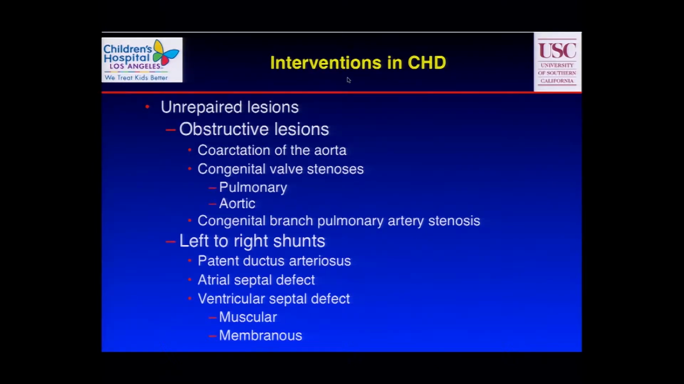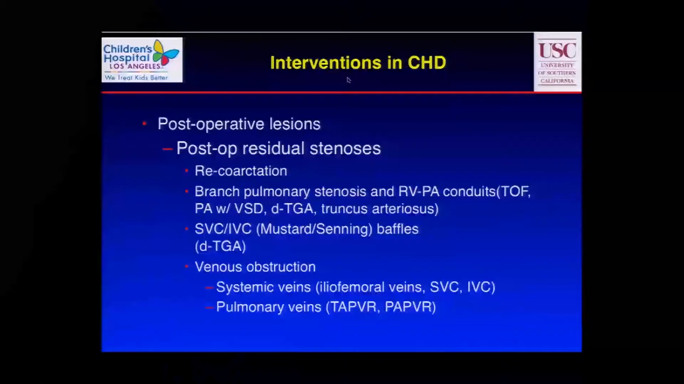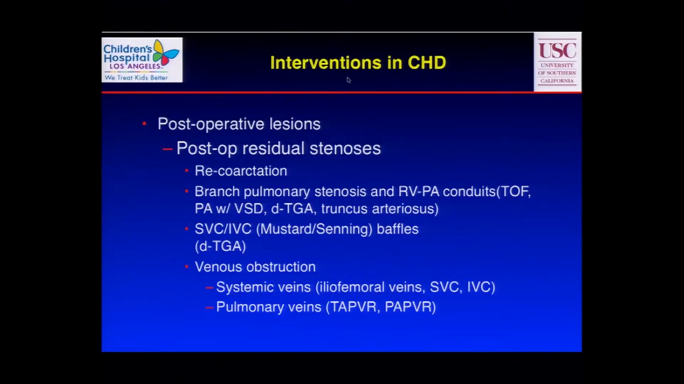Obviously, there are some unrepaired lesions that are obstructive in nature: coarctations, all the valve stenoses, branch stenosis. Those are the main ones, though this is not an exhaustive list. There are shunt lesions that we close, including the ductus, the ASD, and all the different septal defects. There are also many post-operative lesions, including recoarctation and branch stenosis from surgeries involving the pulmonary arteries and the conotruncal type defects.